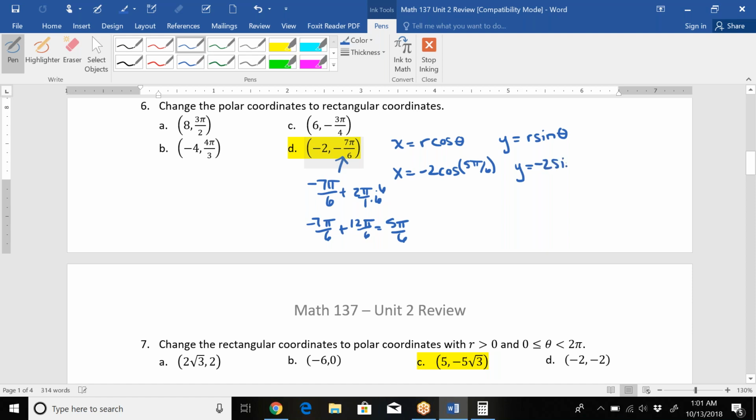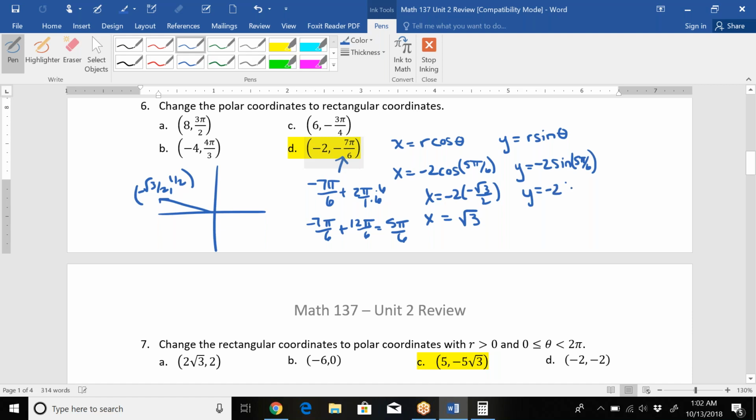So -2 times sine of 5 pi over 6. And remember that 5 pi over 6 is a 30-degree reference angle in quad 2, and that means the ordered pair is negative square root of 3 over 2 and positive 1/2. So the first one is -2 times the x value, negative square root of 3 over 2. The 2's cancel, and negative times negative is positive, so that's our x coordinate. The y is -2 times 1/2, which is just -1. So this is the ordered pair for D: square root of 3 comma -1.